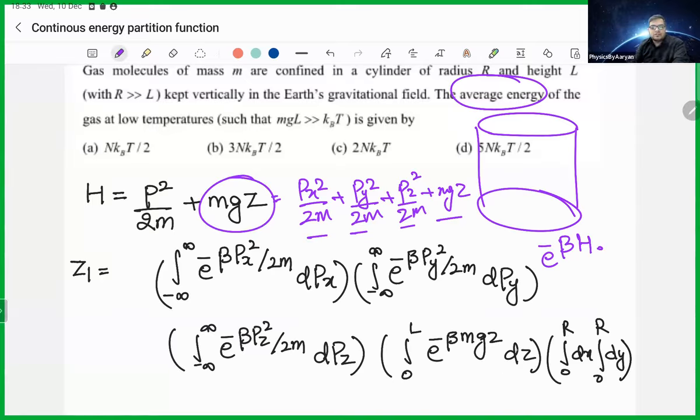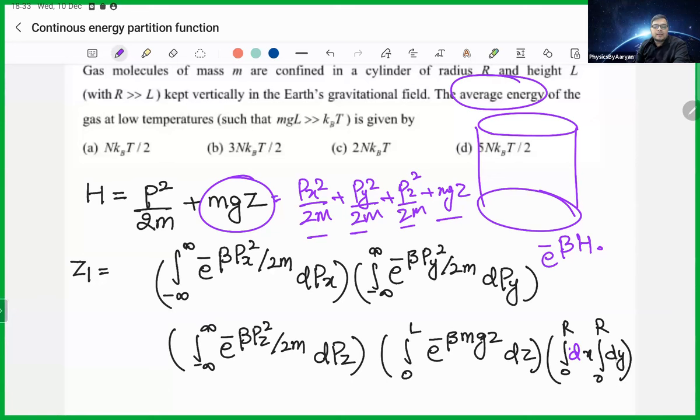People usually end here. No, you also have the x integral and y integral. So then integration of dx and integration of dy, because when you're in 3D, there is dpx, dpy, dpz, dx, dy, dz. So you cannot forget dx and dy. There is nothing in the exponential, so you can write e to the power 0, which basically means 1. So dx, dy should also be considered.